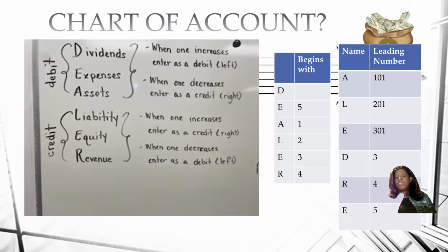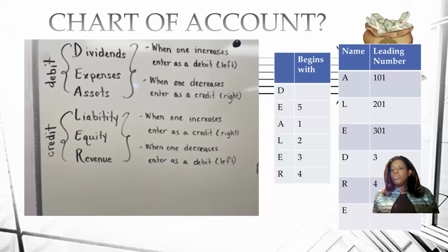You may be like, where do I put dividends? Where do I put drawings? They go with the equity. Everybody got that? So again, dividends, expenses, assets, liabilities, equity, and revenue, they're all categorized. So how many categories do you get? Do you get 6 categories? No, you get 5. So the D, again, goes with the equity.